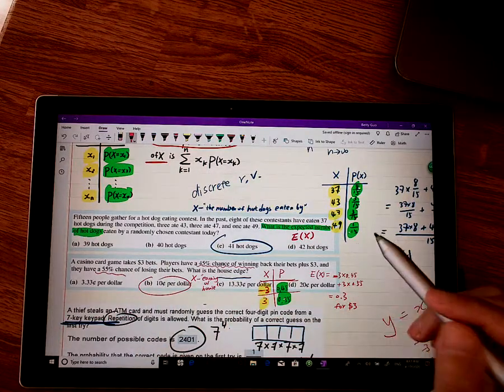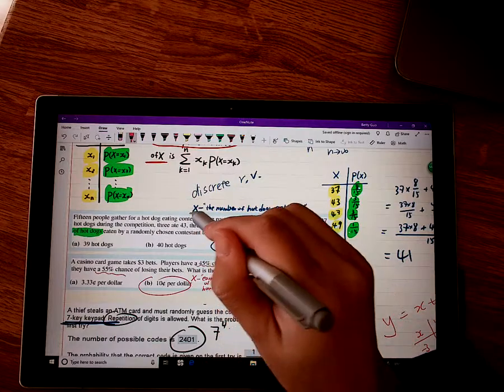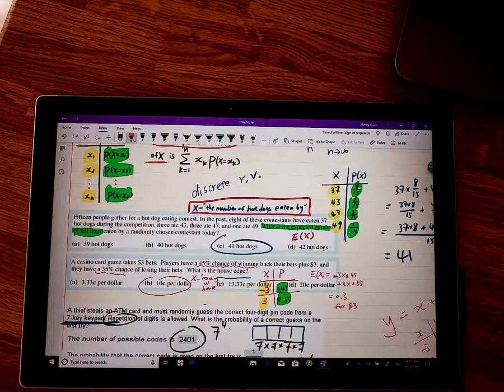So X here, let me write it down. X here is the number of hot dogs. Yeah, it's right here actually. X here represents the number of hot dogs eaten by a randomly chosen contestant today. So that's the goal. We are clear about that.